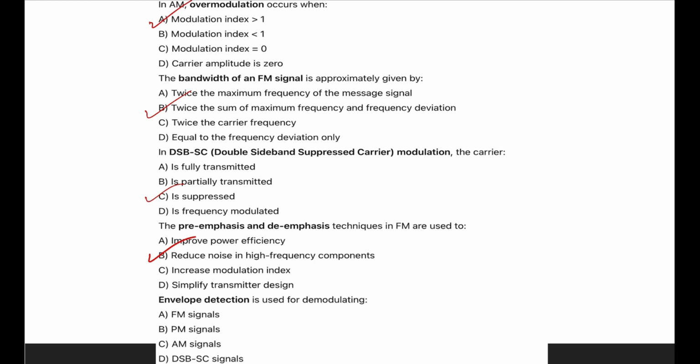Next question. Envelope detection is used for demodulating option A, FM signal, option B, PM signal, option C, AM signal, option D, DSB-SC signal. The answer is option C, that is AM signal.